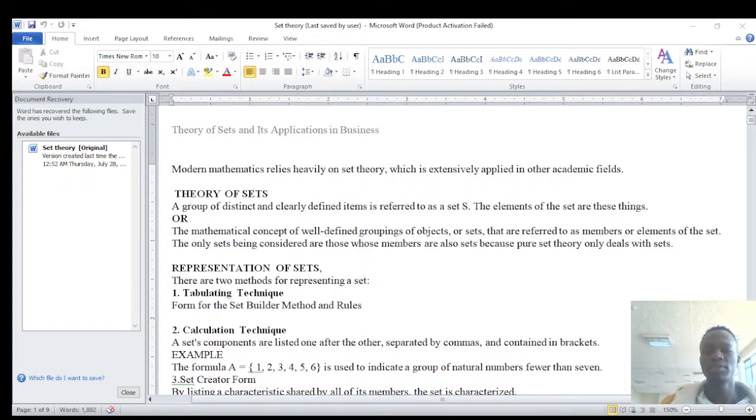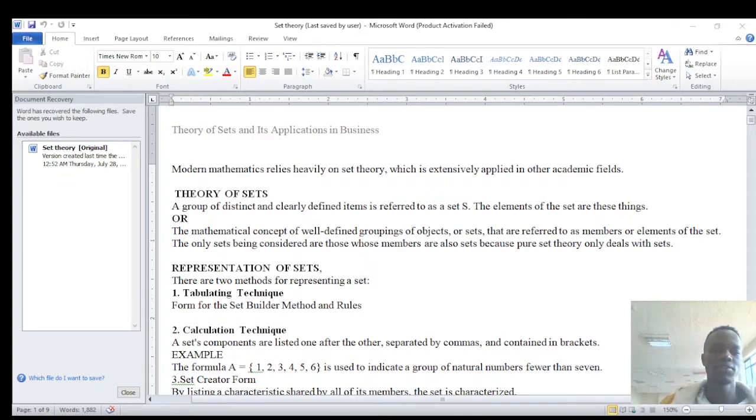So we are going to start dealing with the theory of sets, and its application in business. First of all, we have to go through the terms used in a set and understand them, and do the calculations, and they are easy. So let's follow this lesson and everything will be okay. Thank you for joining this class.